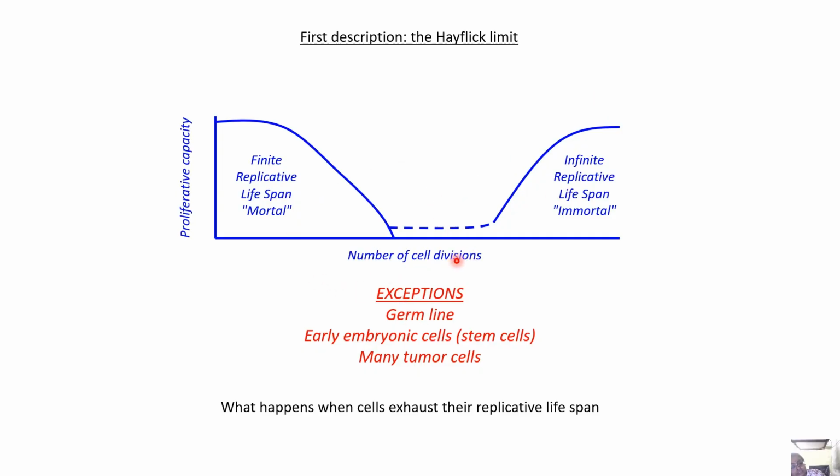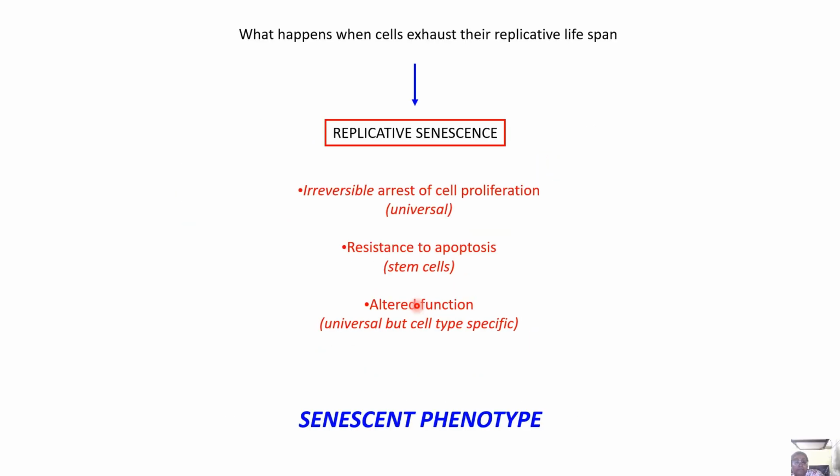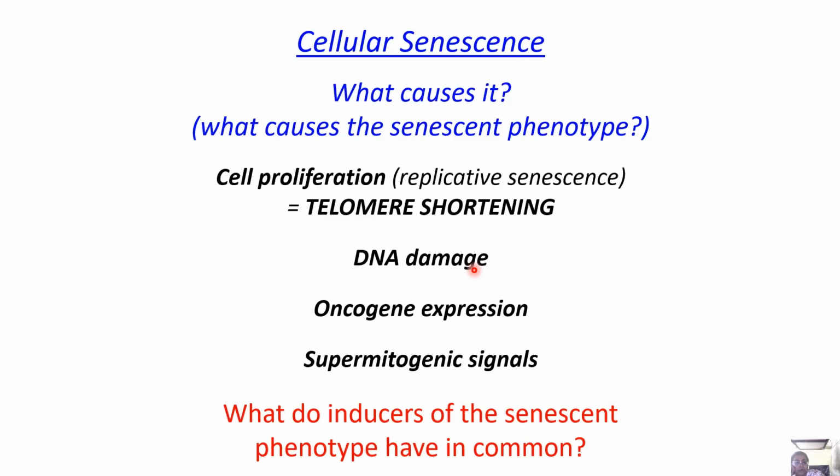So what are the exceptions? Germline, early embryonic cells or stem cells, and many tumor cells. So what happens when cells exhaust their replicative lifespan? Replicative senescence: irreversible arrest of cell proliferation, universal; resistance to apoptosis; and altered function, universal but cell type specific, the senescent phenotype. Now, what causes it?